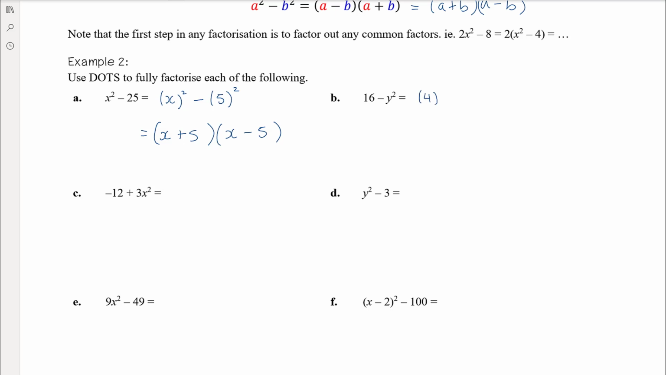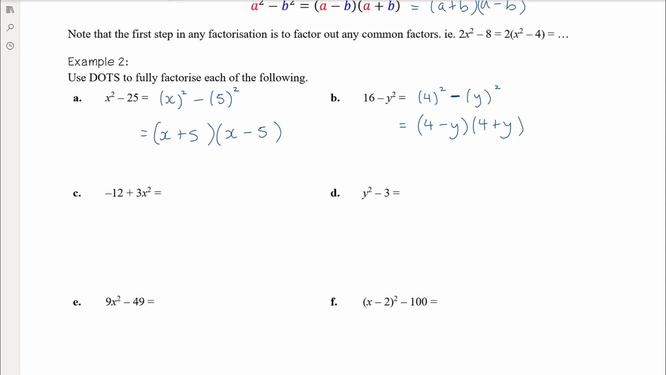The second example here, part B. 16 is 4 squared. And then we've got taking away y squared. So we've got a difference, subtraction in the middle, of 2 things that are being squared. And so now we can use our rule. So we've got 4 minus y times 4 plus y. Or you might write that as 4 plus y, 4 minus y. Doesn't matter, it's the same thing.